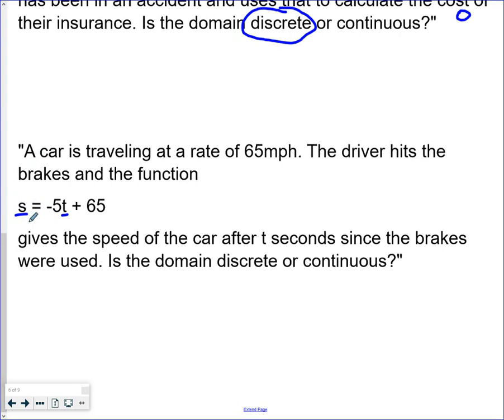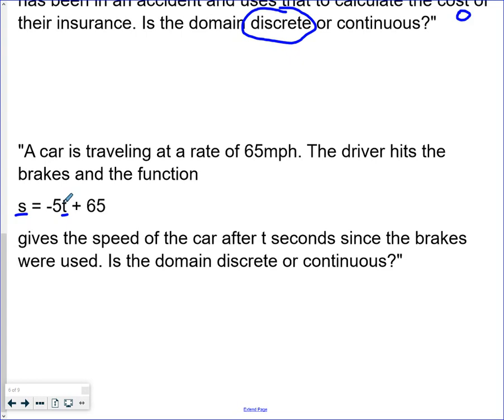Because again, if you're driving down the road and you suddenly hit the brakes, your car doesn't go to an automatic stop. It glides for a bit. So your speed is going down, but it's still going to be going a little bit after you've hit the brakes. So this function will tell you, if you plug in the amount of time in seconds after you've hit the brakes, it will tell you how fast you were going at that time.